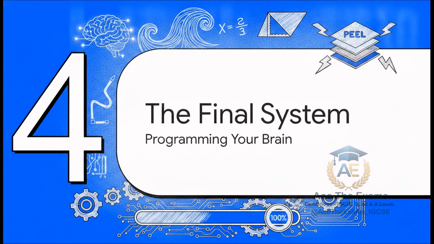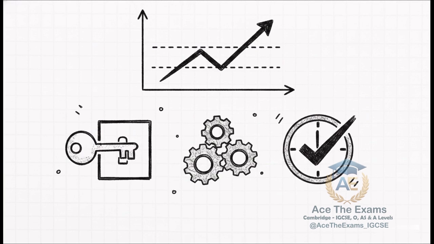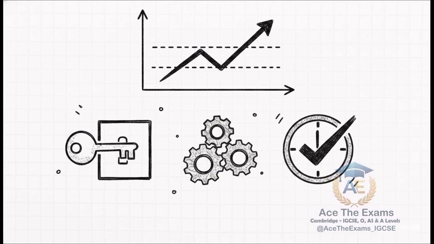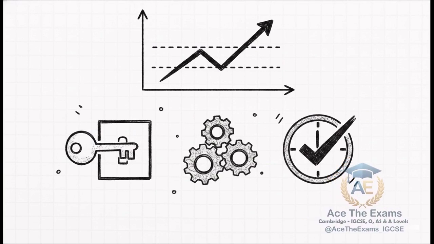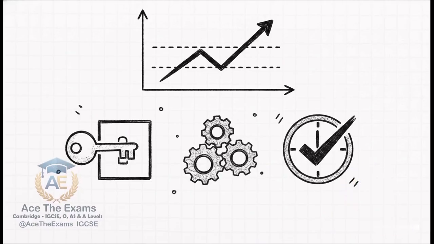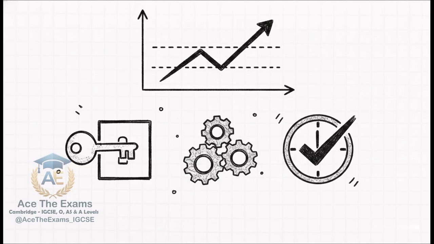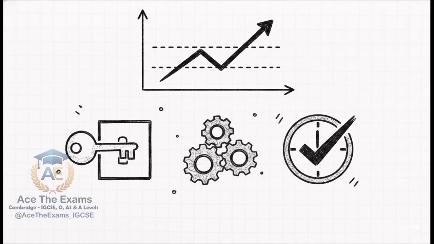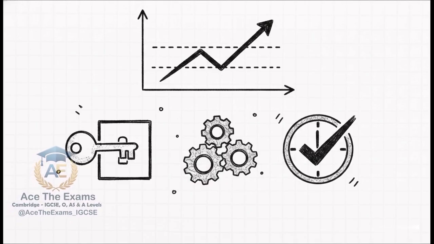Which brings us to our final phase, Section 4, the final system. This is where we finish programming your brain. It's time to consolidate absolutely everything we've discussed today into one automated pattern for absolute, ruthless exam efficiency. We are taking the theory, the wave equation, the PEEL paragraph framework, and all those examiner warnings, and we are fusing them into a singular, unstoppable checklist.